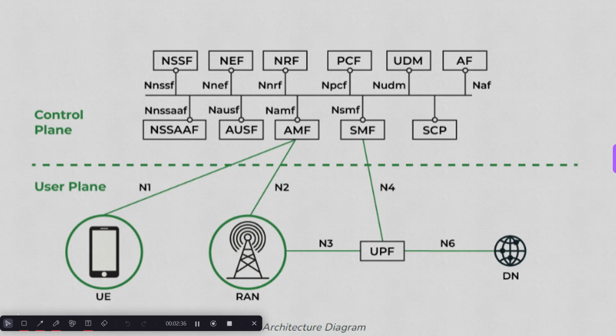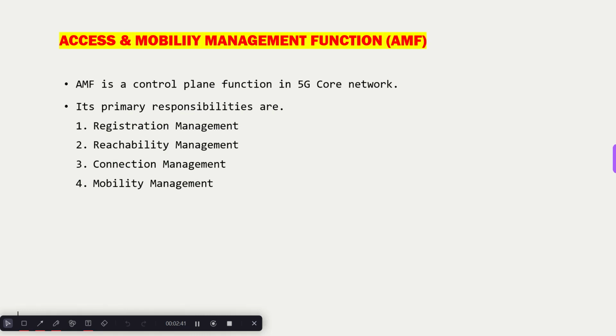Then we'll go to AMF. AMF is the access and mobility management function. This is a control plane function in the 5G core network. It has some primary responsibilities: registration management, reachability management, connection management, and mobility management. These are the major primary responsibilities of AMF in a 5G core network.